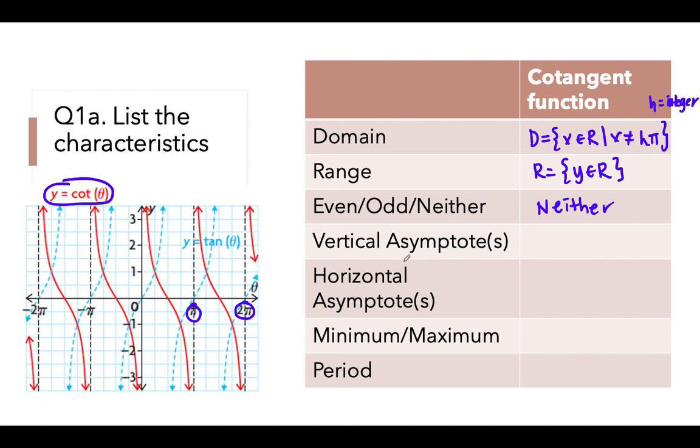Do I have any vertical asymptote? Yes, we have a vertical asymptote: x is equal to h pi, where h is an integer. Do I have any horizontal asymptote? No, there are none. Do I have any minimum or maximum? No, the graph is going up and down continuously, so there are none. Now what about the period? The cotangent graph repeats every pi. So same thing as a tangent, the period is pi.